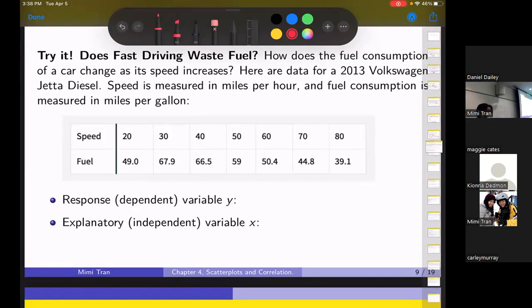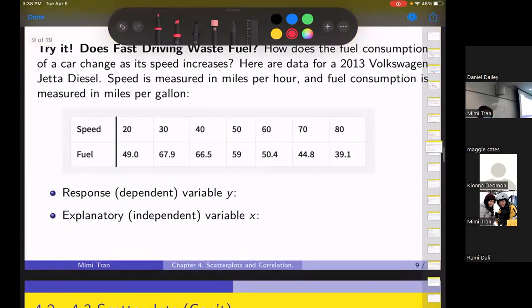Do you guys see my share screen? Is this slide? Yep. Right?